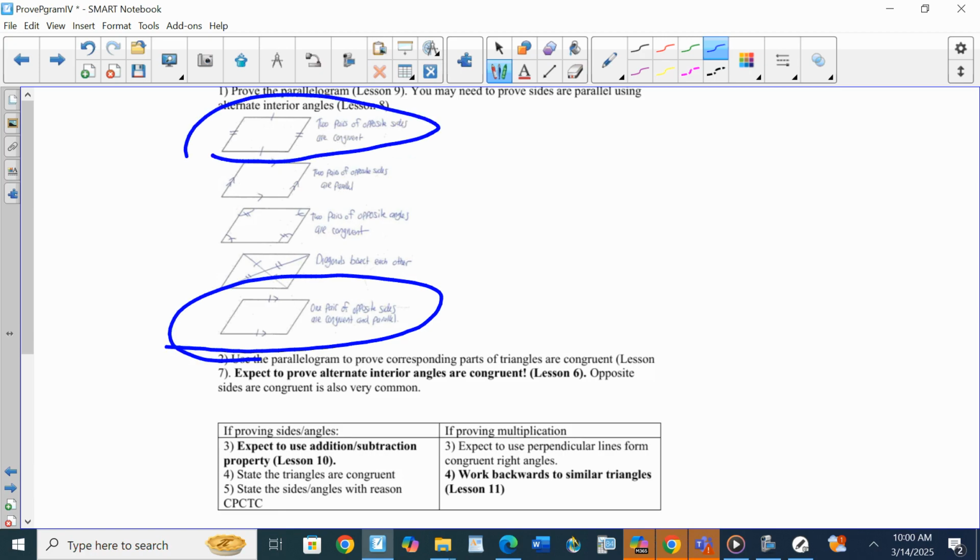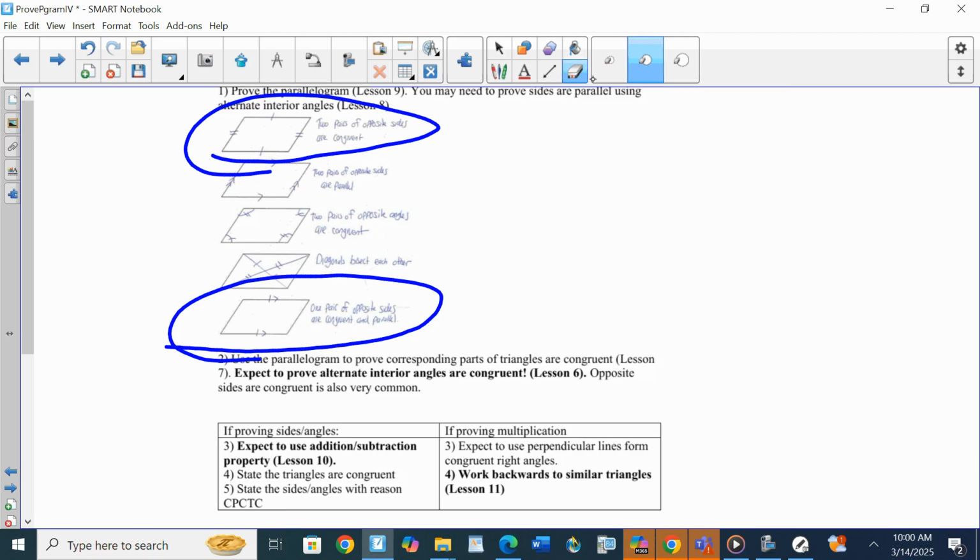These are your 5 ways to prove a parallelogram. This and this are definitely the 2 most common. 2 pairs of opposite sides congruent, 1 pair of opposite sides congruent and parallel. Maybe you'll see 2 pairs of opposite sides parallel as well. It's possible to see the others, but these are definitely the most common.